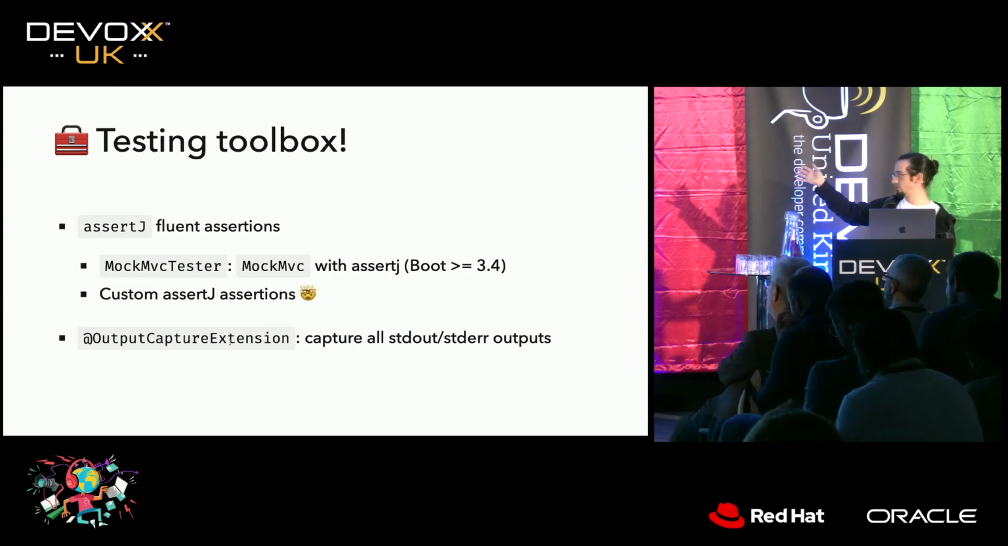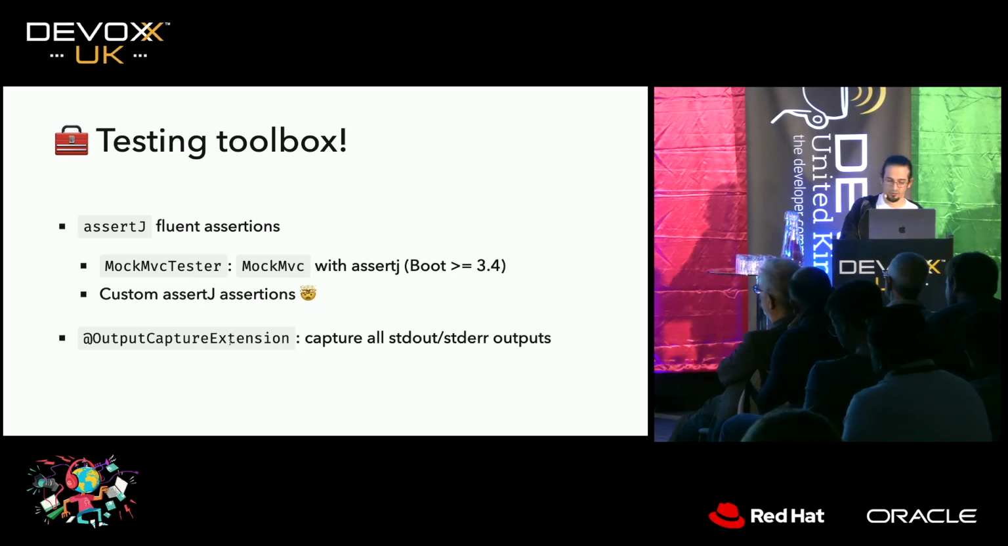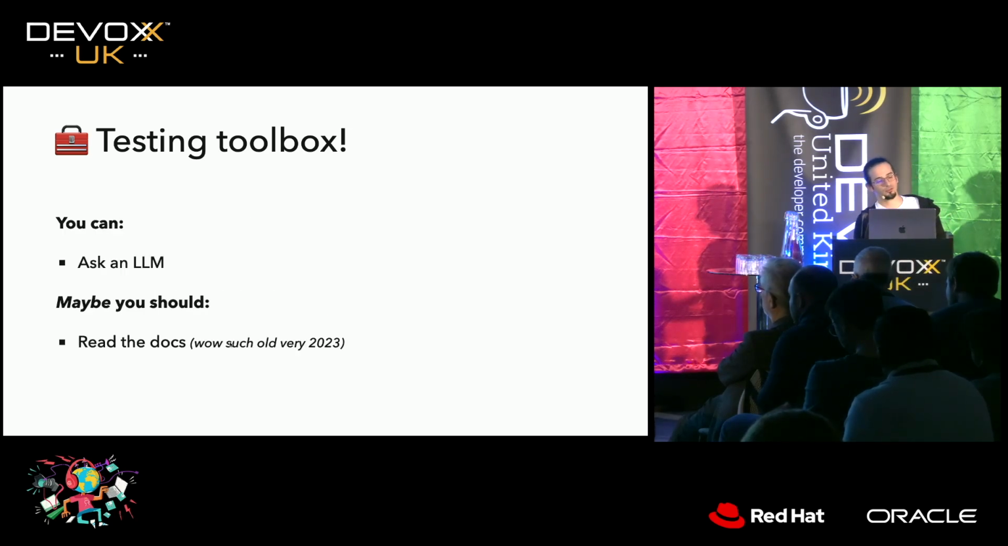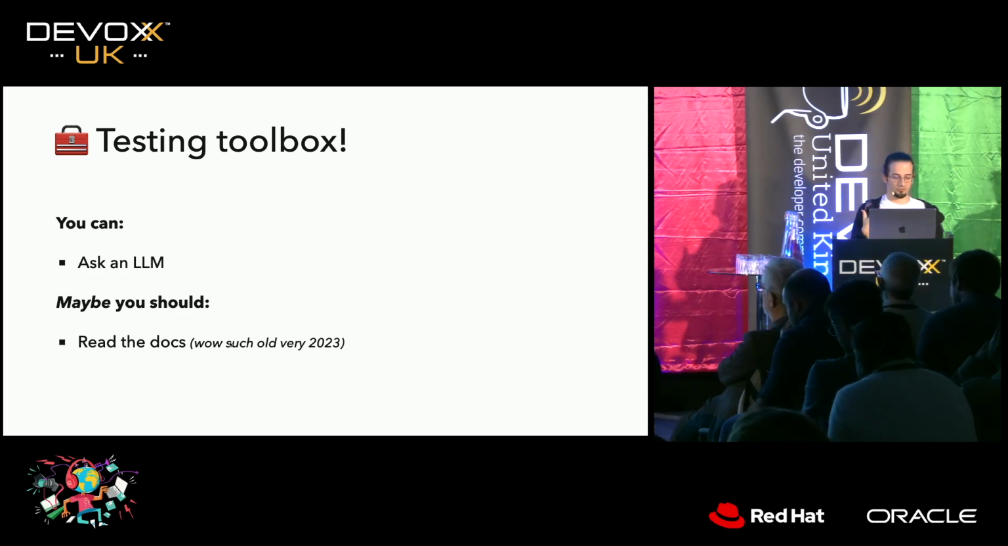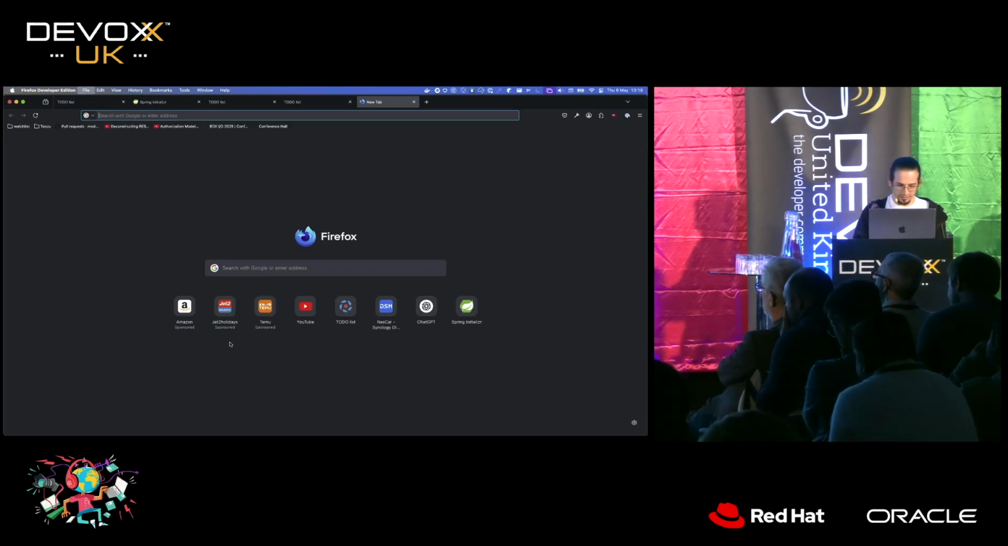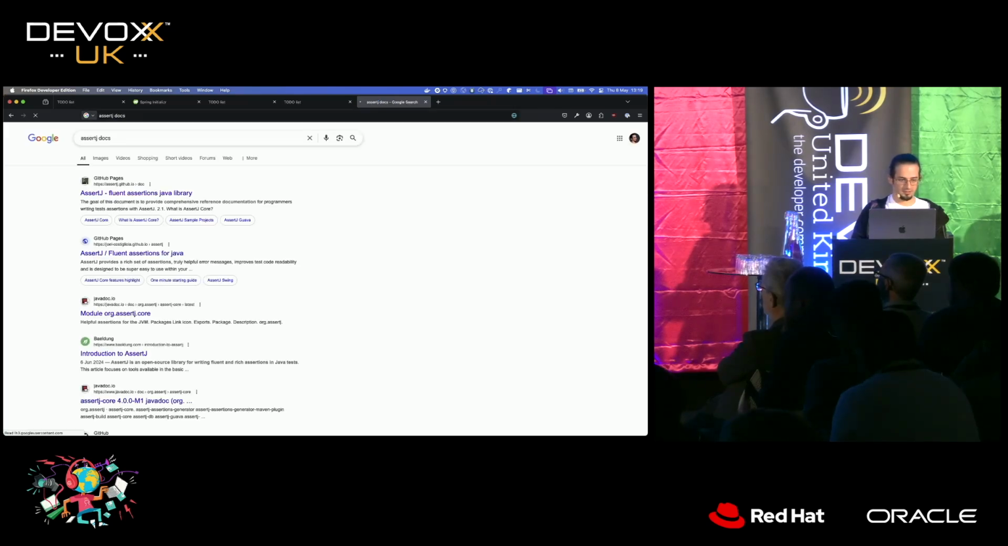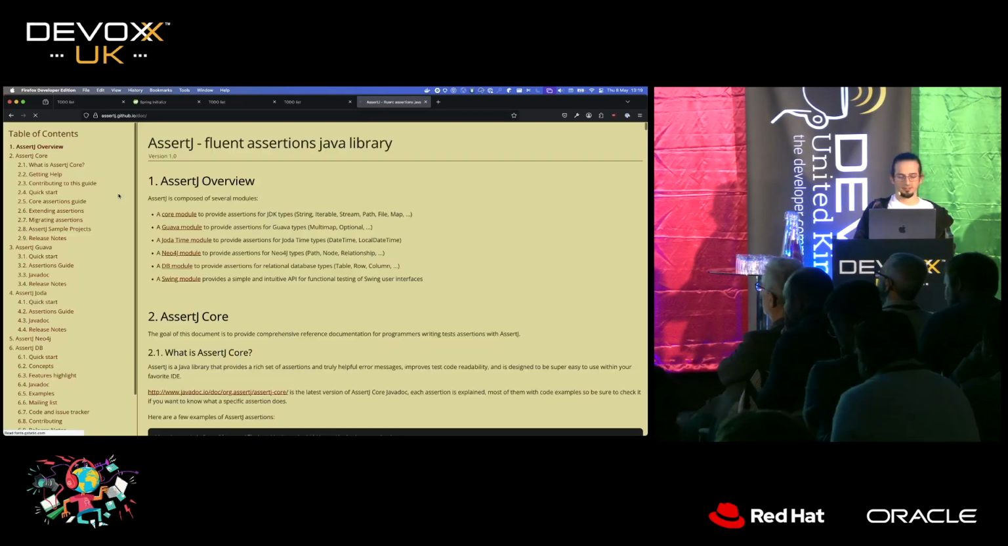Output capture extension when you want to read standard in, standard out. If you want to learn how to write your assertions, you can ask an LLM, but really what you should be doing is looking at the docs. So you go online, you do AssertJ docs, and this is where we realize these are my people.